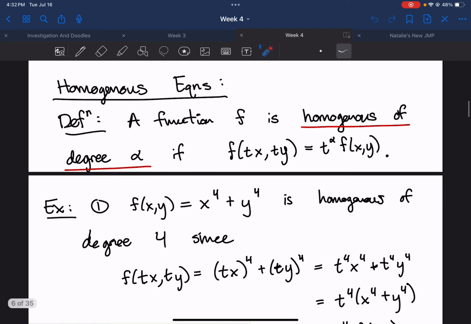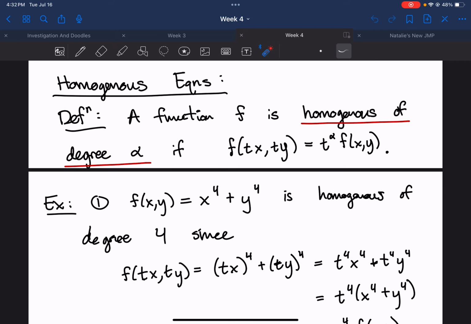Okay, let's talk about homogeneous equations. So this is a special type of equation. A function f is homogeneous of degree alpha if when you plug in tx and ty, you get t to the alpha times f of x and y. When you plug in tx for x and ty for y, you get out the end t to the alpha times the original function of x and y. This is called homogeneous of degree alpha.